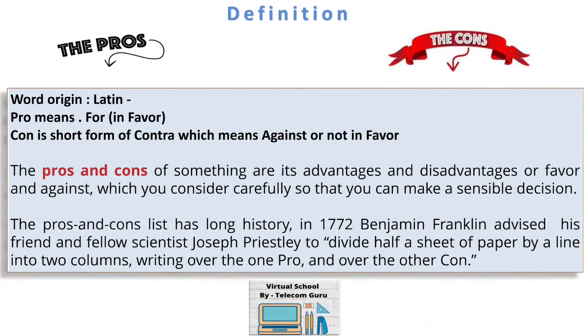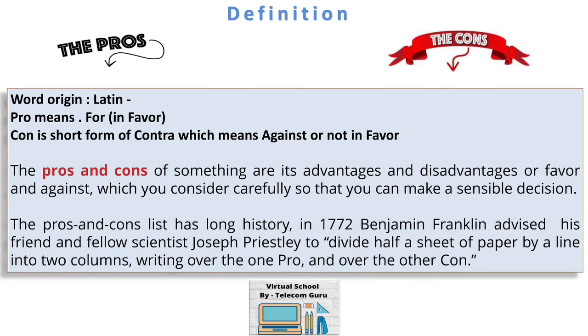The origin of these two words is basically from the Latin language. The meaning of pro, which is singular, and pros, which is plural, is in favor of something, for, or endorsing something positively. So pro or pros is basically in favor of something. Con is a short form of contra, which means against or not in favor of something. So these are the short forms of the Latin words pro and contra.